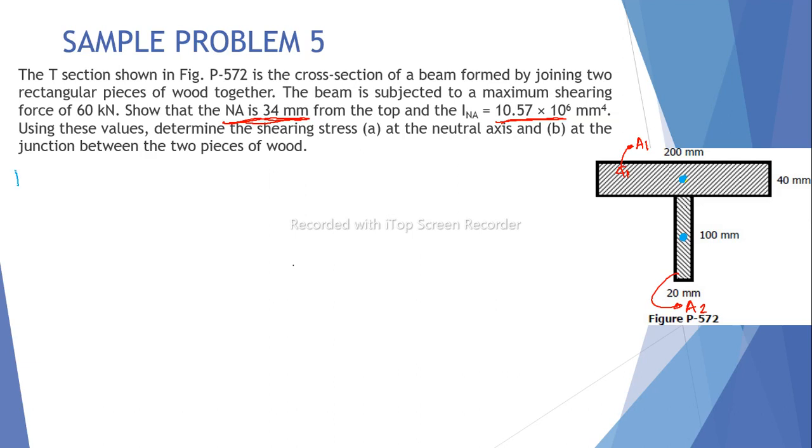So how are we going to determine the neutral axis of the whole section? It is easy, similar to Varignon's theorem but applied to the area. We call this the moment area.